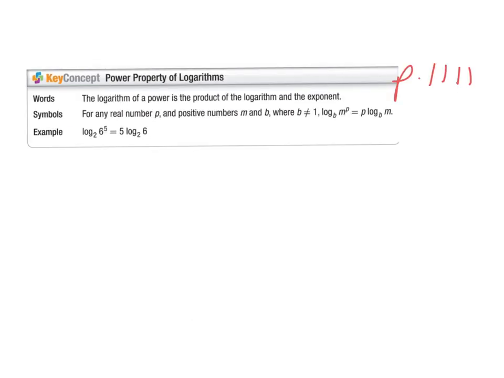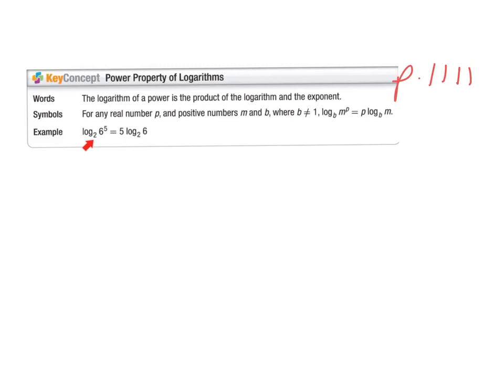Next, the power property. And this is on page 1111. Here's what this one's saying. If you have a logarithm and you have an exponent inside that logarithm, you can take that little power and throw it out in front and get rid of it, basically. So I can take the p that the power is and put it out in front of the log, and it'll just be like the power went away, almost. It's still there in the front, but it's not inside there anymore.